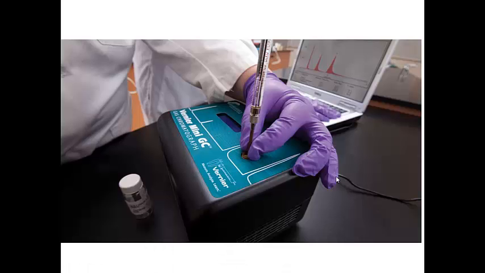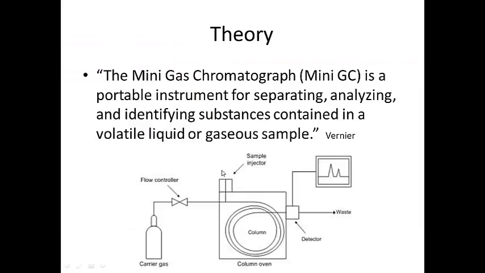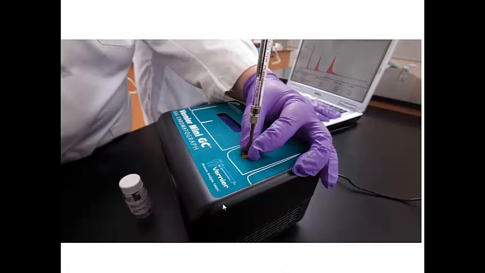This is a picture of our unit, and you can see the student here is injecting a sample into the sample port, which is right here. So what you can't see in this picture is the oven, right? So we're going to be changing the temperature of our liquids. We're going to be injecting liquids into the GC. The temperature will be higher than room temperature. We'll volatilize the liquid, turn it into a gas.